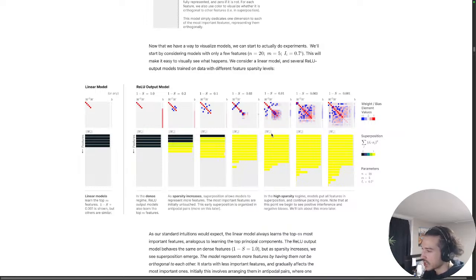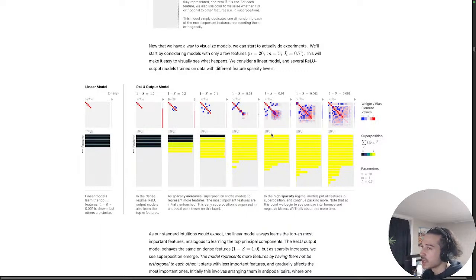And again, as sparsity increases, superposition allows models to represent more features. The most important features are initially untouched. This early superposition is organized in antipodal pairs. And you continue to move up, you see more activation, you see everything is now superpositional once 1 minus s equals 0.03. Or at least every feature which does exist is superpositional, and the features go up as sparsity goes up and approaches 0. All the way on the right, you see 1 minus s equals 0.001, which means sparsity is at 0.999.